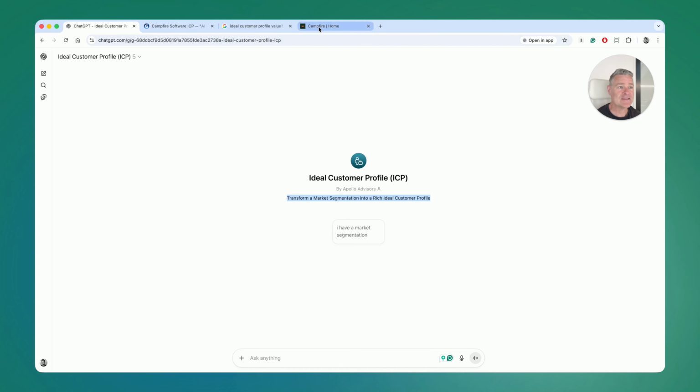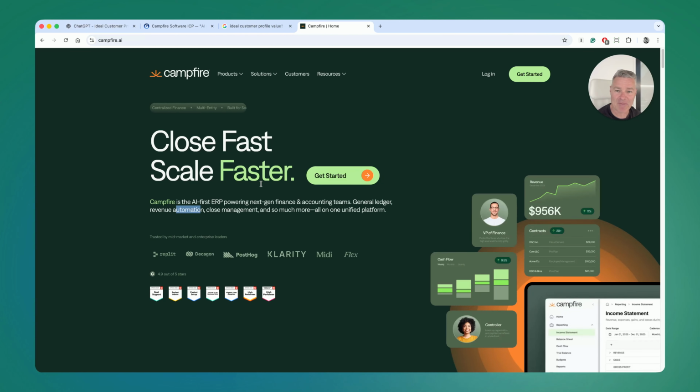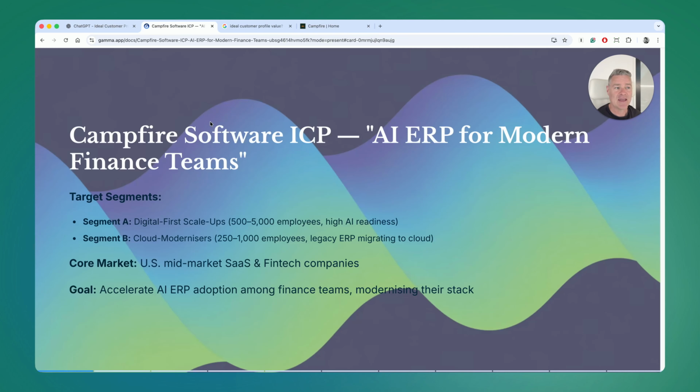So let's go back to Campfire. AI-powered ERP, cleans up the general ledger, some automation happening, lots of good things happening there. And what we've done is we've actually got an ICP snapshot from my tool, and you can get one literally in less than 5 minutes. And what you'll see here is pretty crazy good.